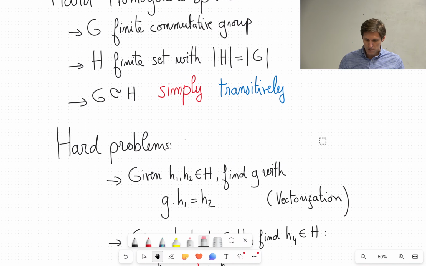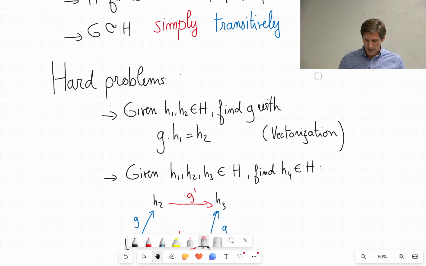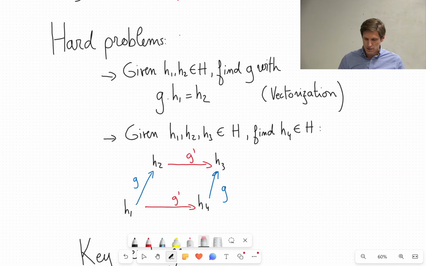And the kind of hard problem that we hope pertains to this action is: if I give you two elements of my set, it should be hard to find the element G that acts on the first element to give you the second element. He called that vectorization. And then there's another problem that he was hoping was hard: when you see a parallelogram with H1, H2, H3, it should be hard to find the H4 such that the same element acts on H1 to give you H2, or on H4 to give you H3.